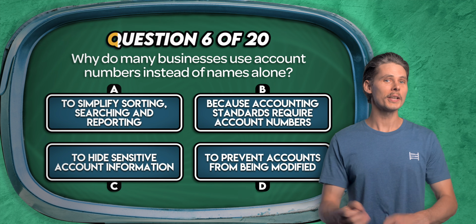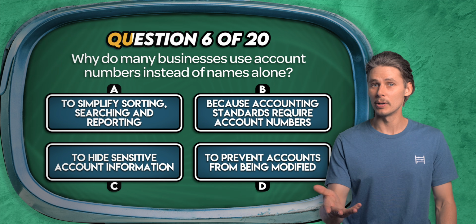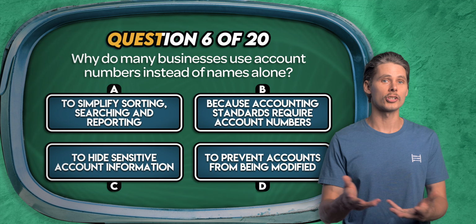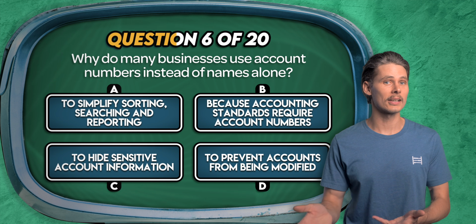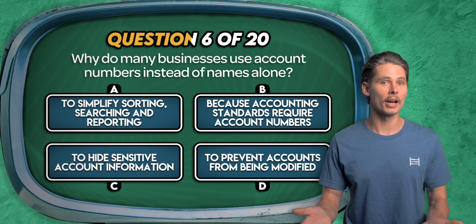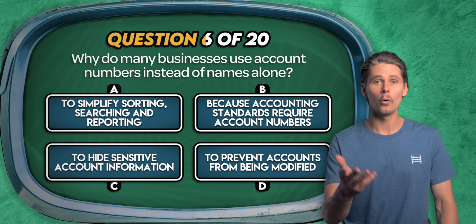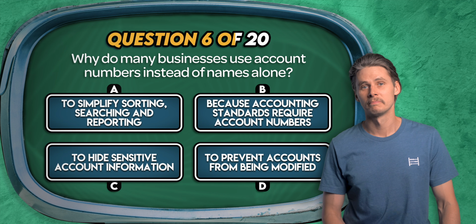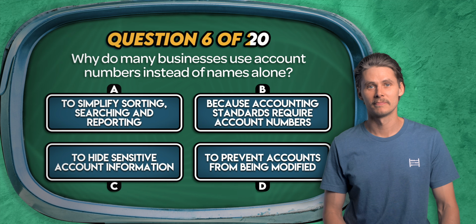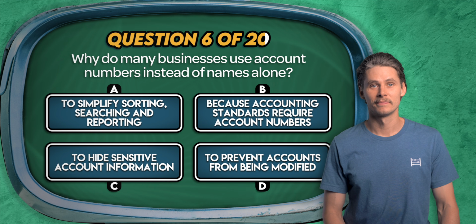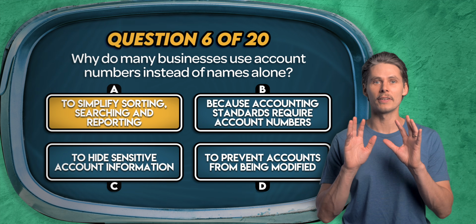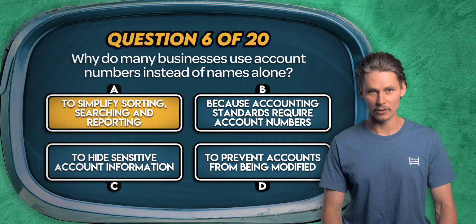Question 6. Why do many businesses use account numbers instead of just account names? Is it to simplify sorting, searching, and reporting because accounting standards require account numbers? Is it to hide sensitive account information, or to prevent accounts from being modified? It's A. Account names can be inconsistent, but numbers keep everything structured and easy to reference.